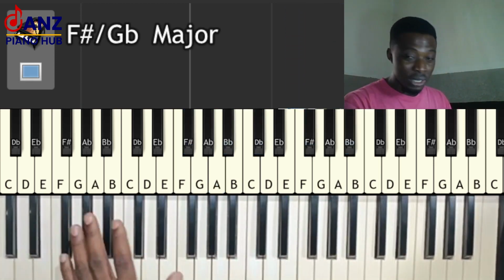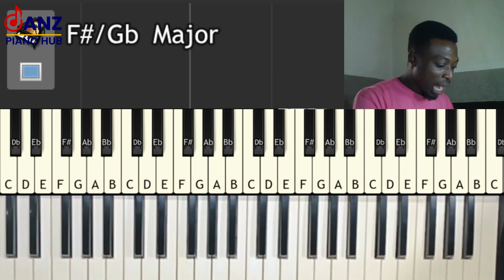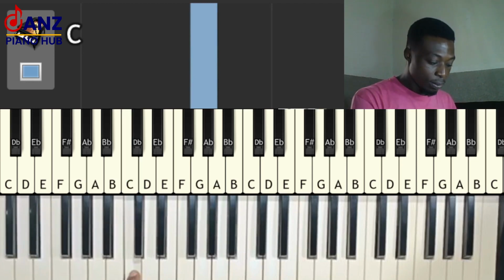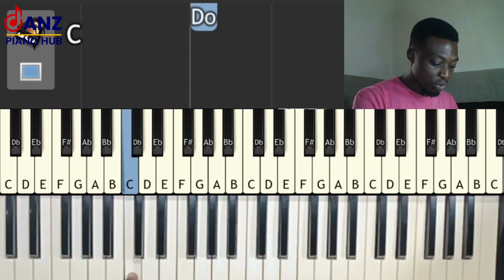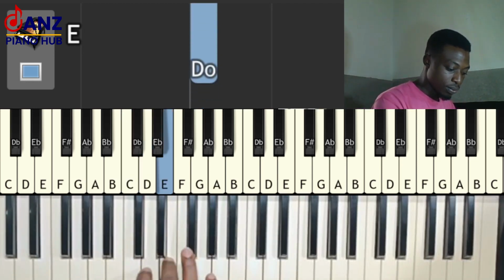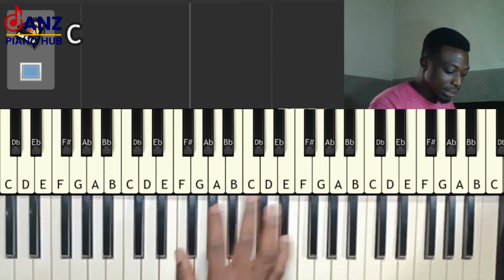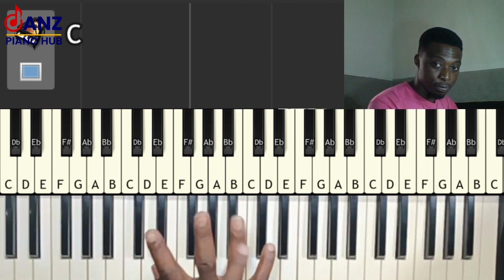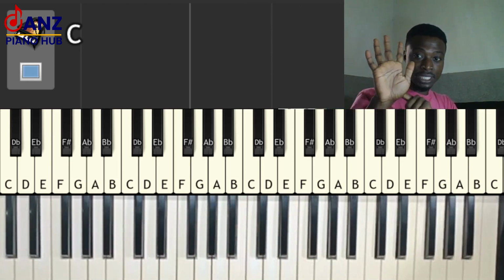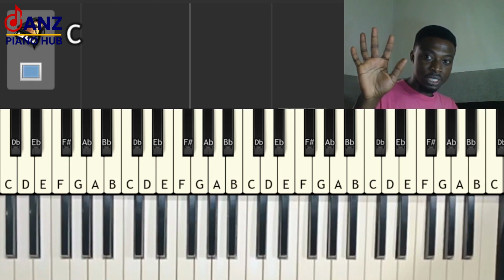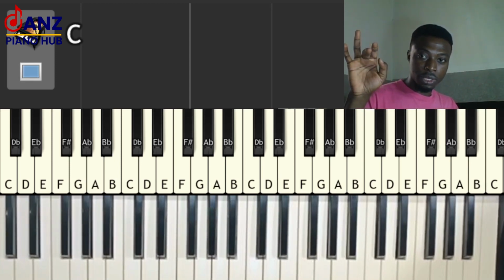So, you take out time. What I want you to do is start from C. Practice it on C, your scale. And there's a formula for that. For your right hand, remember I said 1, 2, 3, 4, 5. So the formula is 1, 2, 3, 1, 2, 3, 4, 5 for your C major scale.